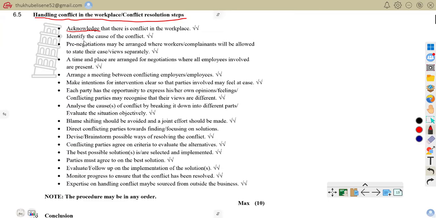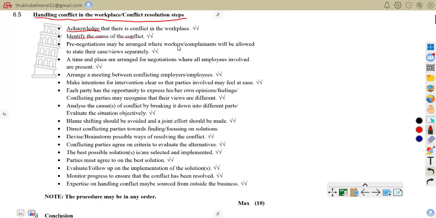Identify the cause of the conflict. What causes this conflict? That is very important to know. What is the reason for us to have this conflict? That is when it will be easy for you to attend to it, because you will go straight to the root cause of the conflict.